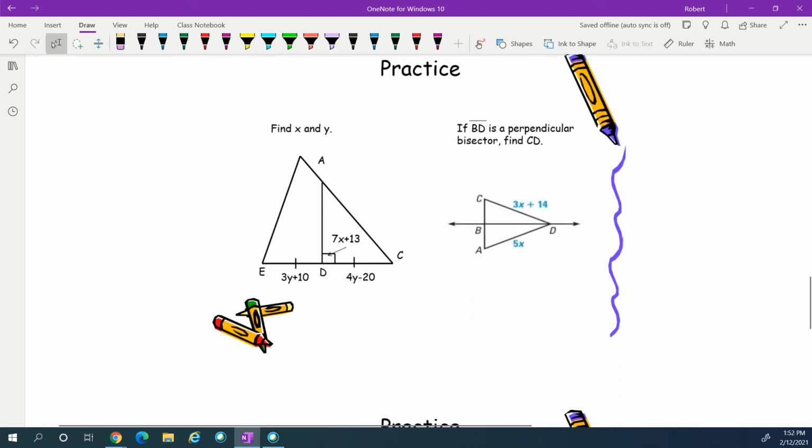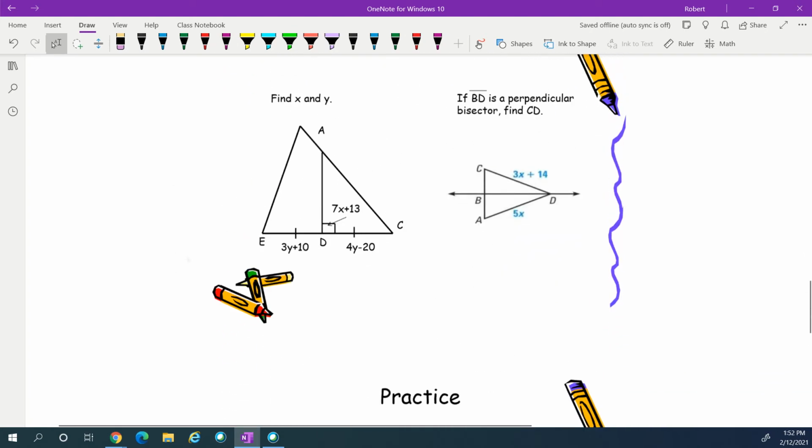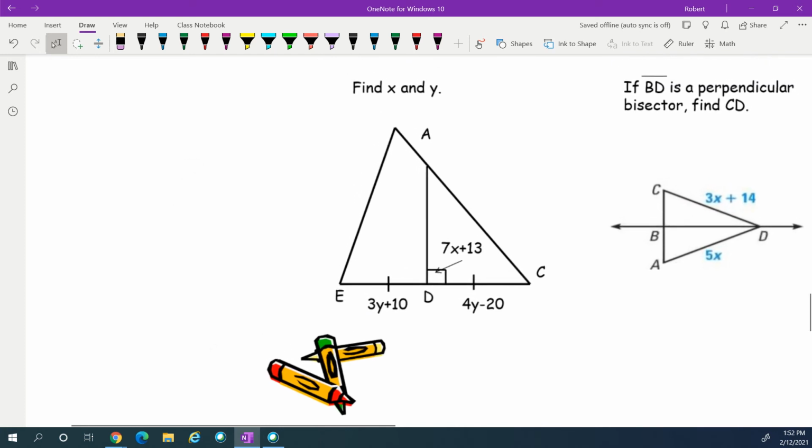Okay, let's see what we have here. We're asked to find x and y. Well, we have two expressions that use y. This is a perpendicular bisector, so those segments are congruent. ED is equal to DC, so 3y plus 10 is equal to 4y minus 20. That's y, that's 30. We've got y.